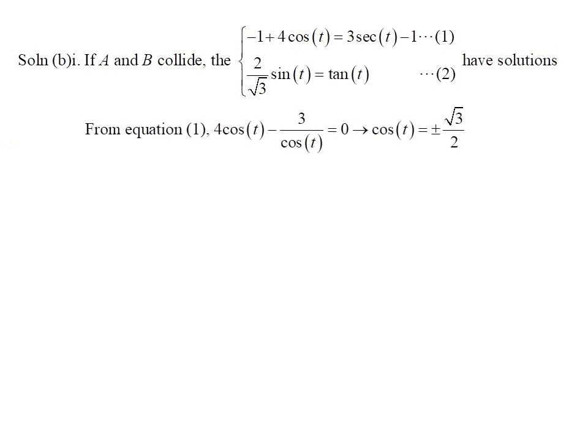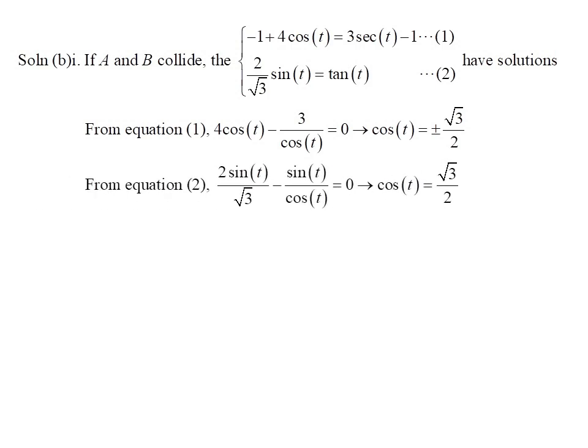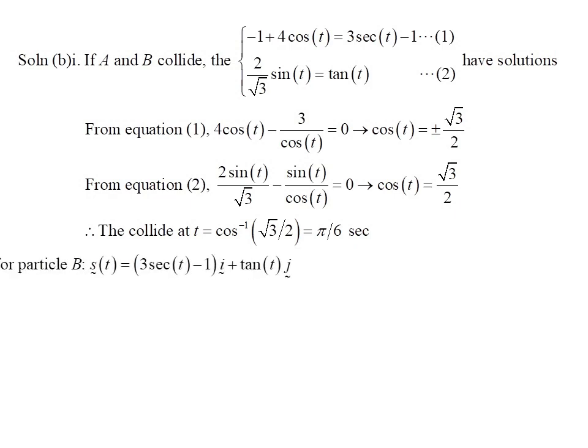The first equation gives cosine t equals plus or minus square root 3 over 2, and the second equation gives cosine t equals square root 3 over 2. So we may conclude that the particles A and B collide at t equals arc cosine of square root 3 over 2, which equals pi over 6 seconds.